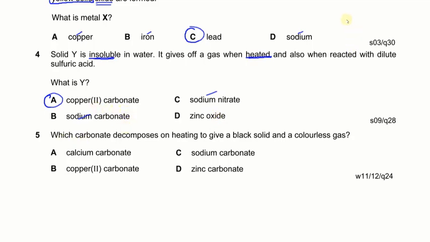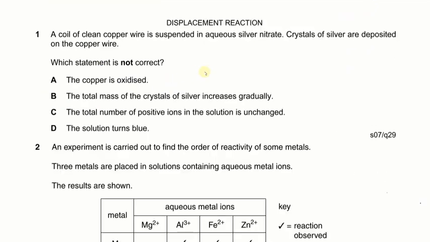So we are done with these questions on thermal stability. Now let's see some questions on metal displacement reactions. In the first question, a coil of clean copper wire is suspended in aqueous silver nitrate. Copper is more reactive than silver. We have silver ions present in the solution, and crystals of silver are deposited onto the copper wire. Definitely there is a displacement reaction going on. Which statement is not correct?